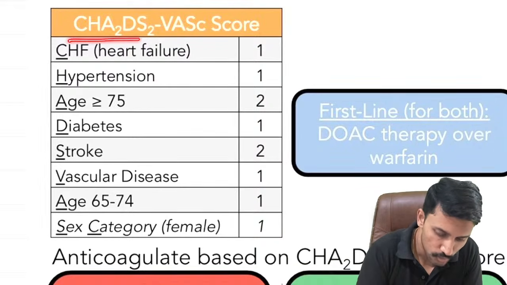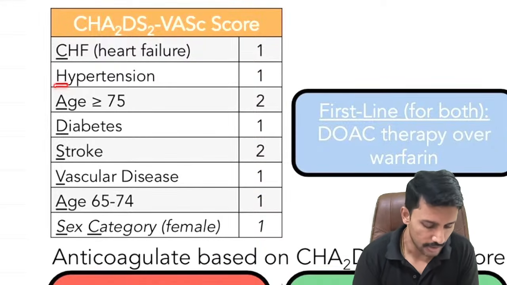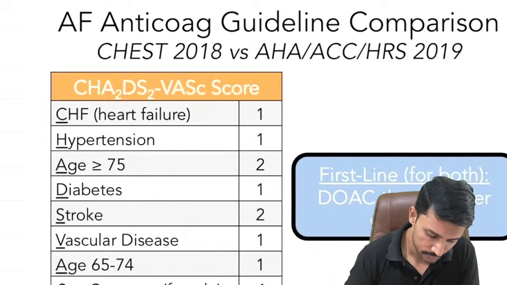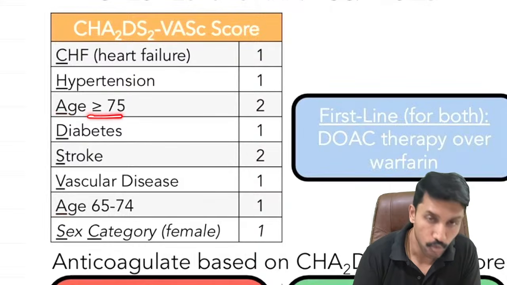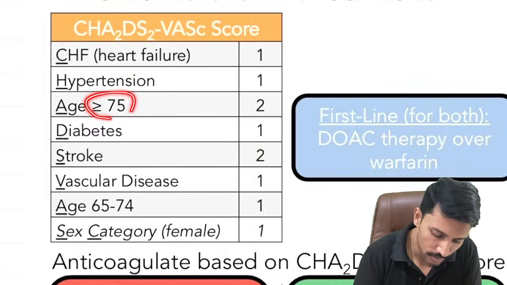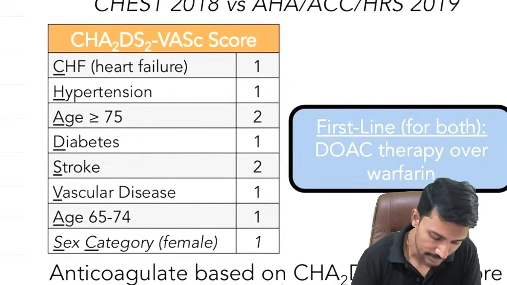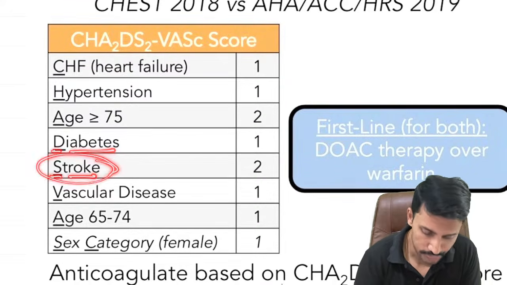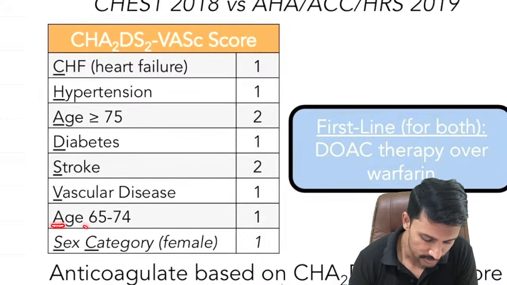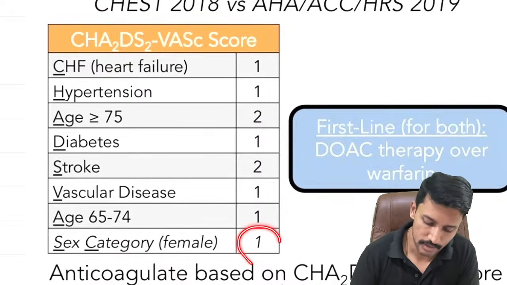Okay. So what does CHA2DS2-VASc stand for? C here stands for chronic heart failure or congestive heart failure, CHF. H for hypertension. A, there are two A's. That's why it is called CHA2. Both are about age: age more than or equal to 75 and age 65 to 74. If it is 75 or more, we are giving 2 points. Then D stands for diabetes, S for previous stroke, V for having vascular disease, such as peripheral vascular disease or any other vascular pathology. Another A is for age 65 to 74, for which we are giving 1 point. And then the gender. If it is female, we give 1 point.